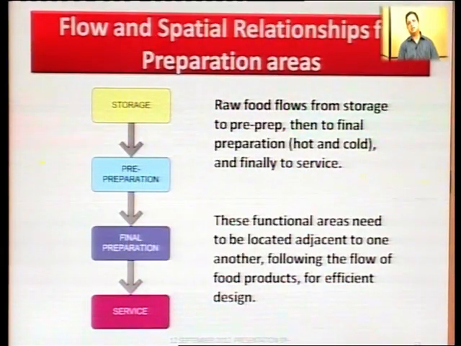Flow and spatial relation for preparation areas. This slide shows first raw food flows from storage to pre-preparation areas, then to final preparation, hot and cold, and finally to service area. These functional areas need to be located adjacent to each other, following the flow of the food products for efficient design. First, raw material comes in storage space, then it is the pre-preparation stage, then the final preparation stage, and then the service stage.